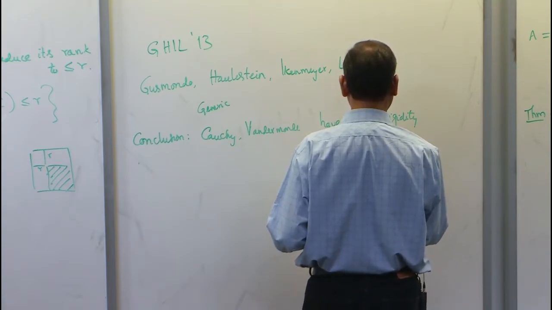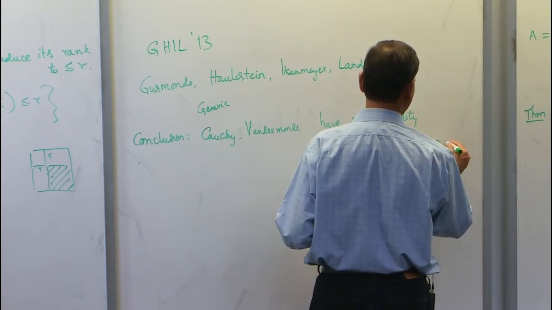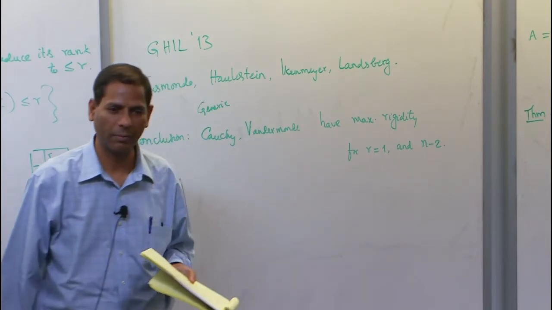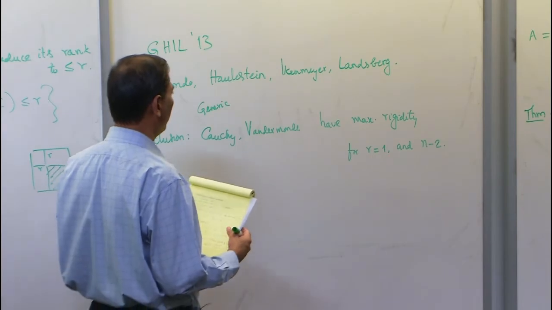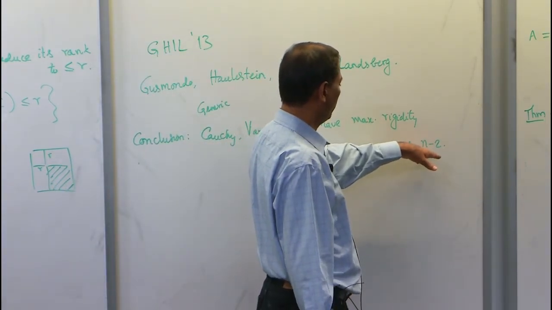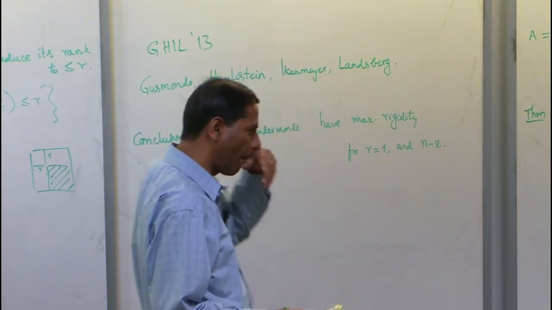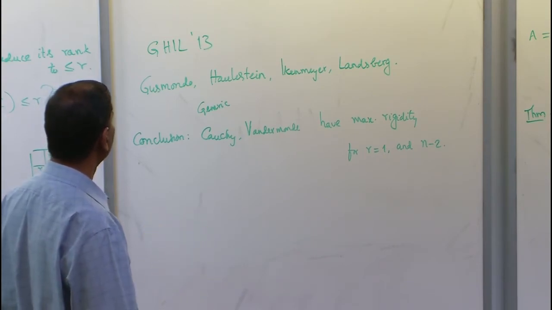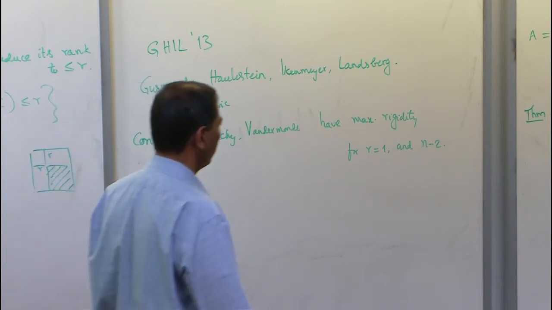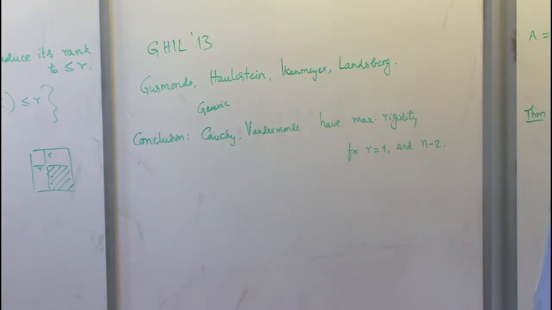Maximal rigidity for r equals 1. For r equals n minus 1, it's trivial. But for r equals n minus 2, it is not. So for a generic Vandermonde matrix, we also know that for n minus 2, you have maximal rigidity. Okay, unfortunately, I can't say much more about it, partly because I don't understand it, but partly because I'm running out of time.